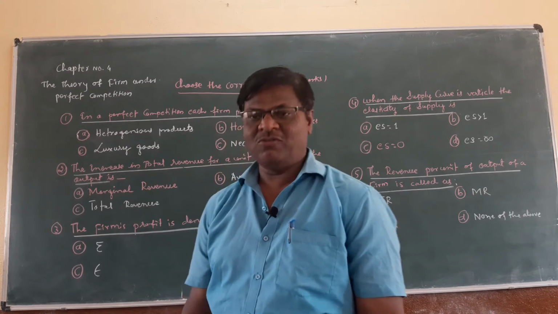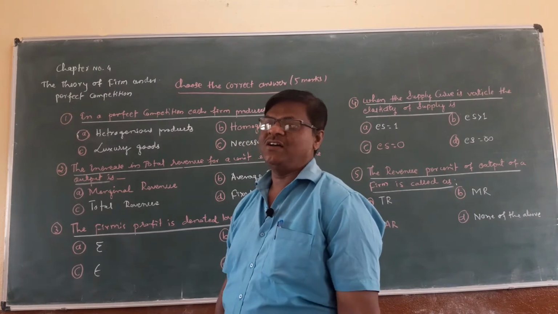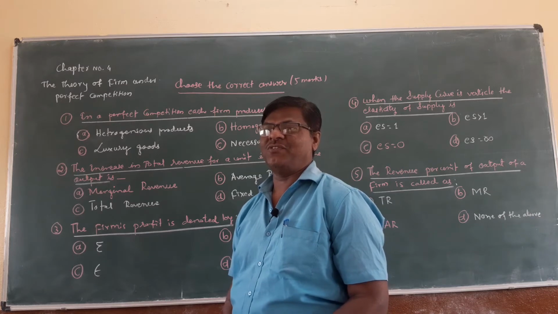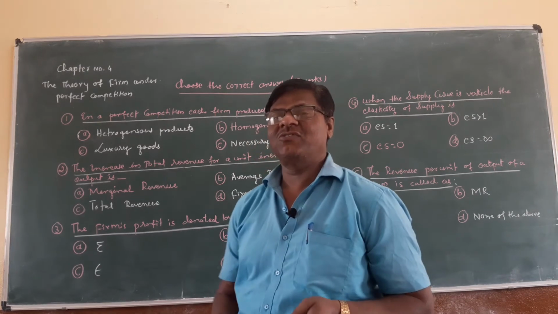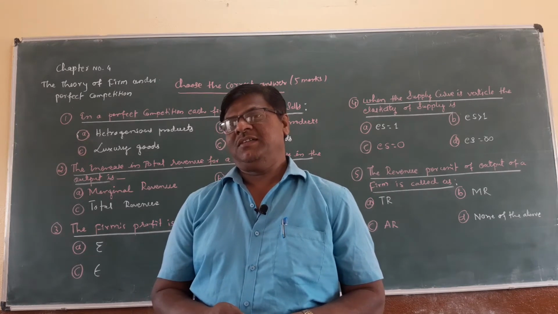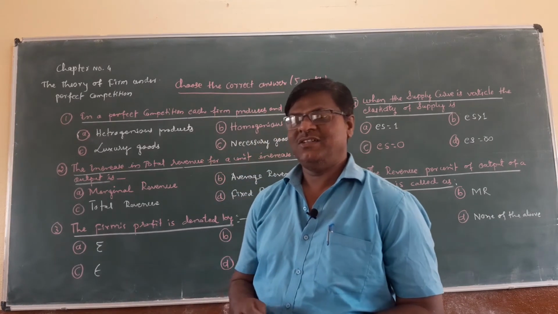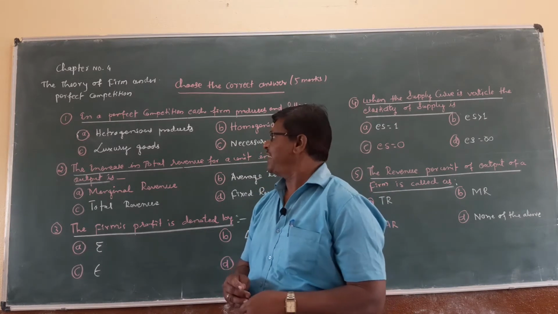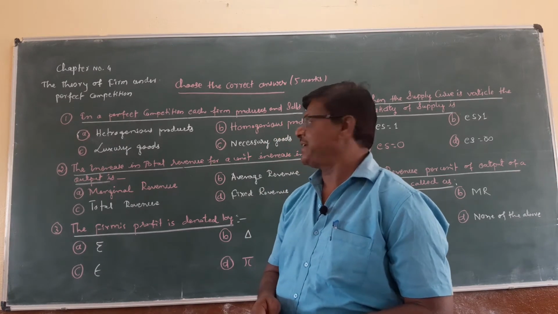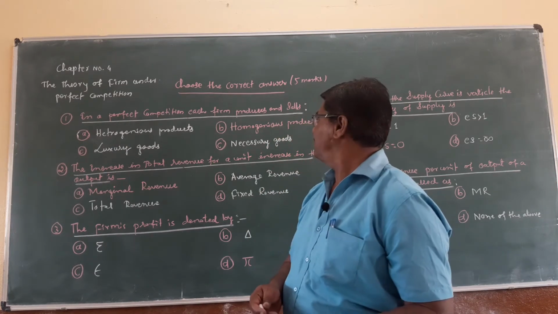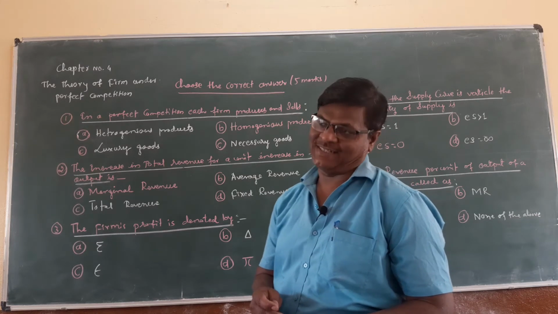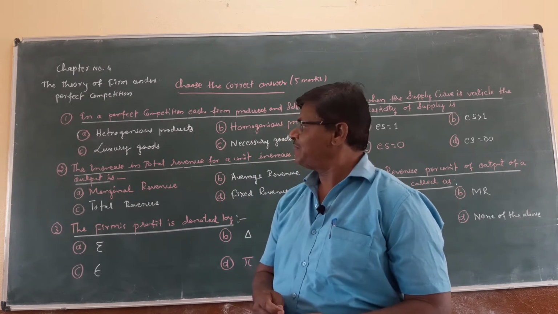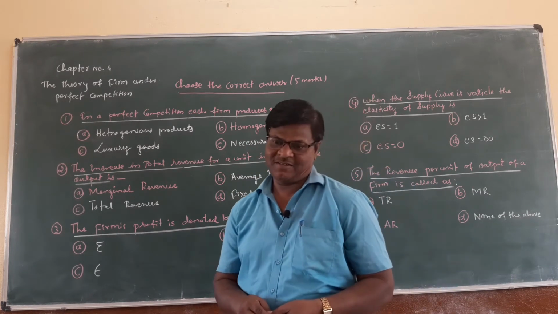So we have the 5 questions. Among the 5 questions you have to choose one correct answer from 4 options. The first question is, choose the correct answer from the following 4 options. First question is, in a perfect competition, each firm produces and sells.